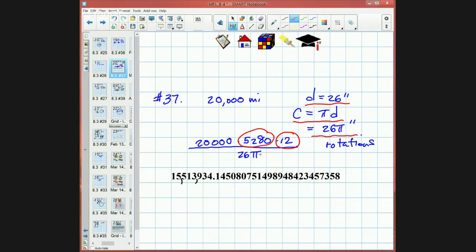And then on the bottom, I've got how many inches there are in one rotation. So now we can finally divide. And you could go ahead and use a calculator. I'm not trying to impress you or anything here. I just wanted to show you that if you use your pi key, you get all these digits. Of course, we want to round this off. So I would say 15,513,934. And if you go to the hundredth, it would be 0.15 rotations.